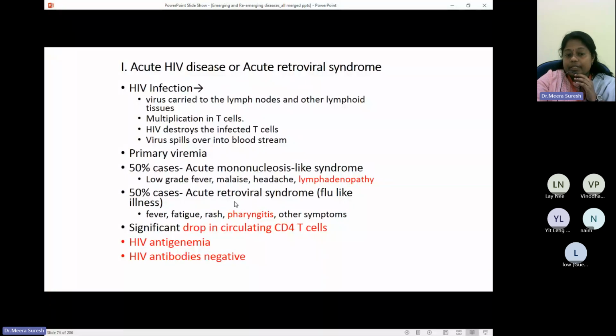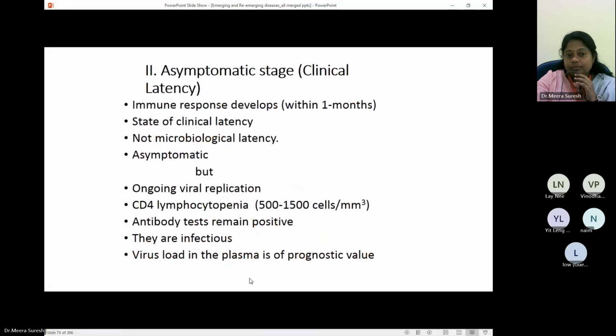And in 50% there will be an acute retroviral syndrome where there are more flu-like symptoms with fever, fatigue, rash, and pharyngitis. That's the characteristic feature over here. There will be a significant drop in circulating CD4 T cells. HIV antigenemia, or antigen presence, will be seen, but antibodies are not there.